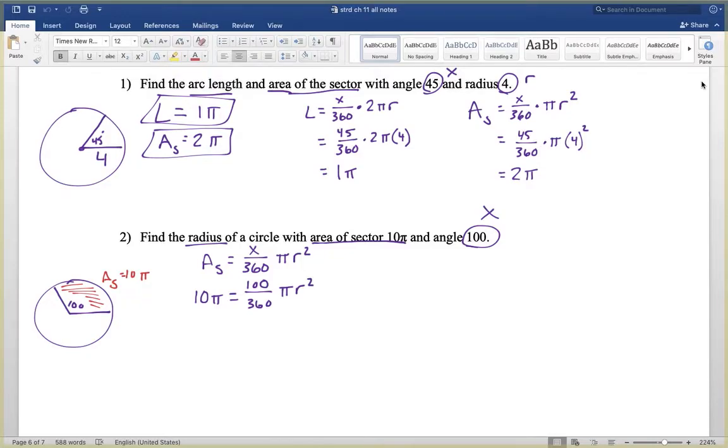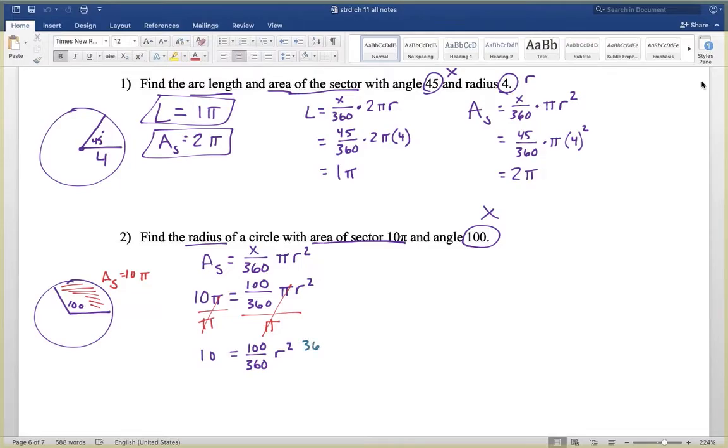The first thing I'm going to do is divide both sides by pi. Pi is a really important number, but it's also kind of a messy one. When we divide both sides by pi, it just completely cancels out and we don't have any pi's in the problem anymore. So now it's just 10 equals 100 over 360 times r squared. You could reduce that fraction if you want to, but it is not necessary to do that.